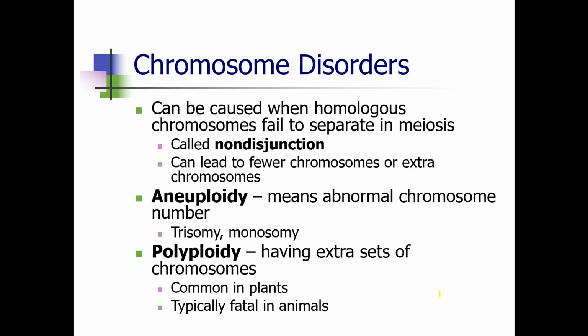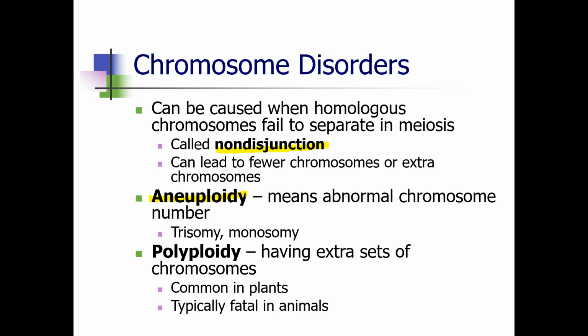Now, these chromosome disorders could lead to an abnormal chromosome number, and this is caused by something called non-disjunction. So in meiosis, and this can happen either in meiosis 1 or meiosis 2, if chromosomes don't separate properly, you could end up with some gametes that have extra chromosomes and some gametes that have missing chromosomes. And so aneuploidy is just when you have an abnormal chromosome number.